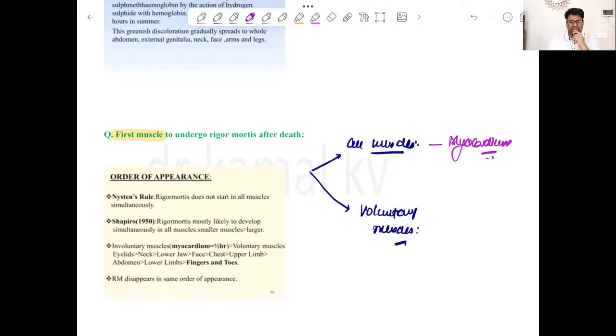And if they are specifically asking about voluntary muscles, meaning the ones which we actually move, then that relates to the eyelid. So it is the upper eyelids, right? So this is in short what you need to remember.